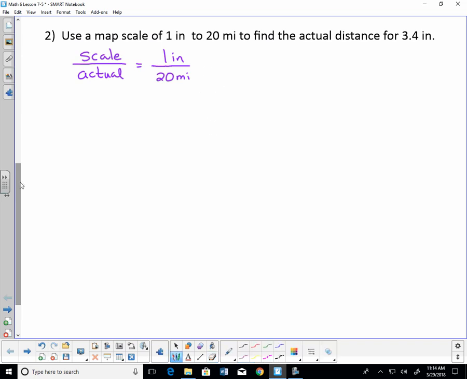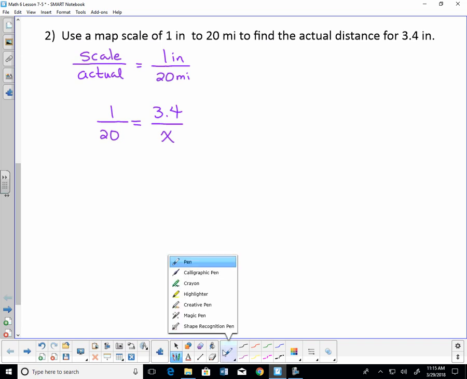So if 1 inch is equal to 20 miles, 3.4 inches is equal to how many miles? We went inches to miles. Scale to actual is equal to scale to actual. 1 inch was my scale, over 20 miles was my actual. 3.4 inches is my scale, over x is my actual, so I'm solving for x. This is a proportion, so let's cross multiply.